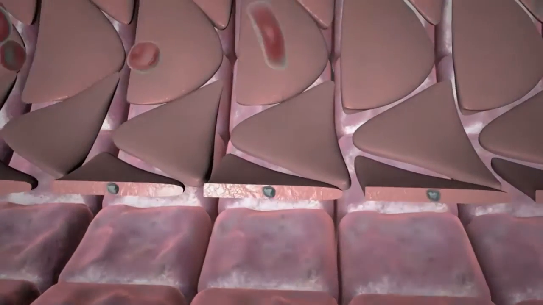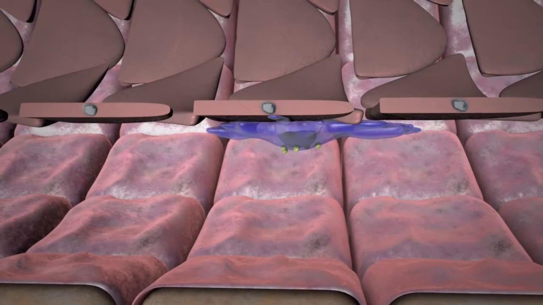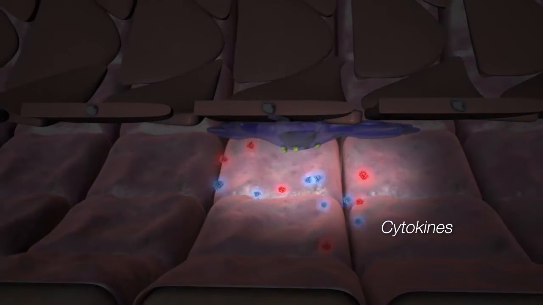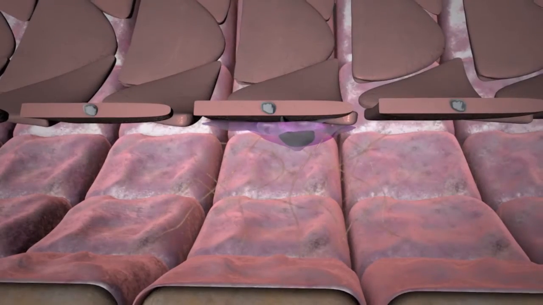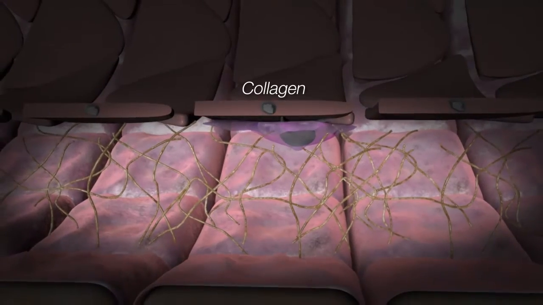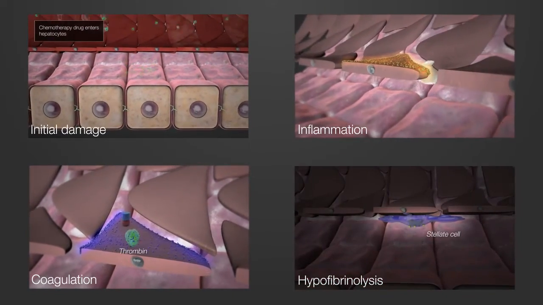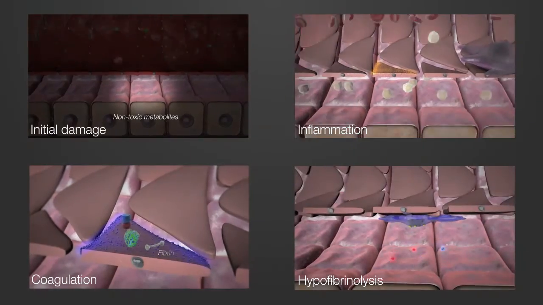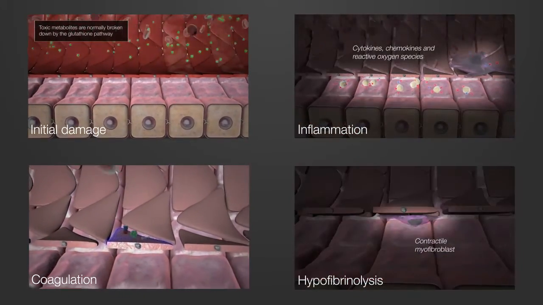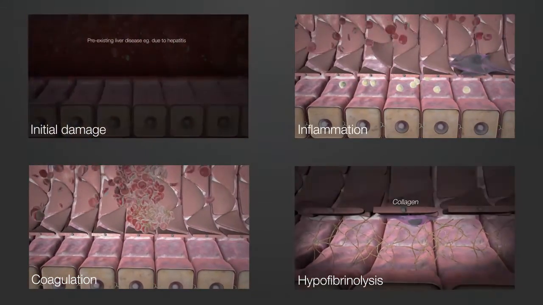Activation of stellate cells in response to endothelial cell damage is also seen during VOD. Release of cytokines from damaged endothelial cells triggers activation of stellate cells to contractile myofibroblasts and subsequent release of collagen into the space of Disse, resulting in fibrosis of the sinusoid. Overall, the pathogenesis of VOD is complex. VOD is associated with a pro-inflammatory, pro-coagulant and hypofibrinolytic state, eventually leading to fibrosis and complete obstruction of the sinusoid. Ultimately, this leads to liver failure, multi-organ failure, and death.